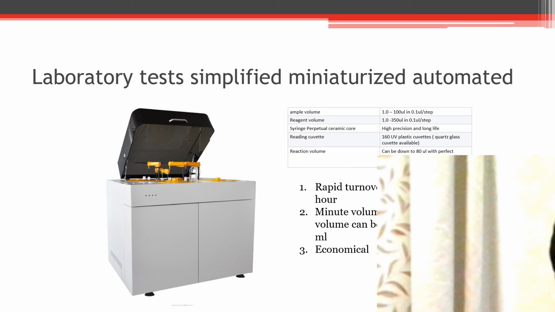In fact, if you see clearly, see here, it can be down to 80 microliters with perfect results. 1 ml is 1000 microliters, so 80 microliters will be 0.08 ml. With 0.08 ml of the reaction volume, you will get excellent, perfect results.